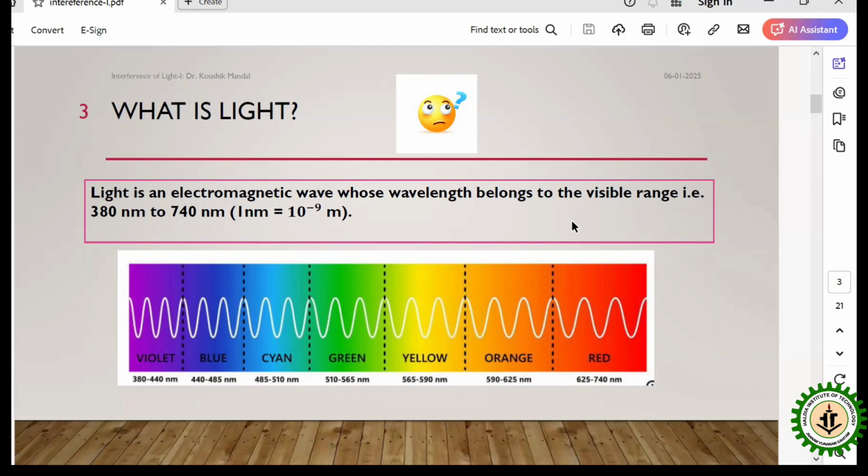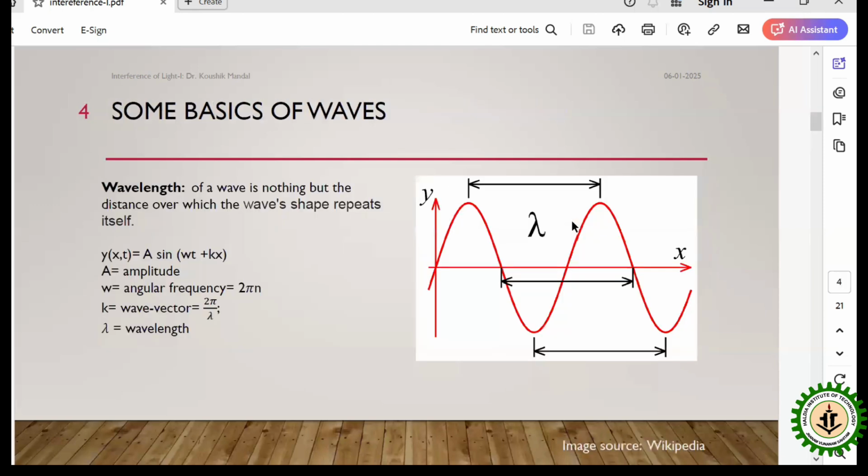I mean that is the visible range, and the wavelength ranges from 380 nanometer to 740 nanometer, and 1 nanometer is nothing but 10 to the power minus 9 meter. Okay, so visible light ranges from violet to red. Violet has the lowest wavelength and red has the largest wavelength. And this light is nothing but photons, and it will follow the Bose-Einstein statistics. Okay, so next I will talk about some basics of the wave.